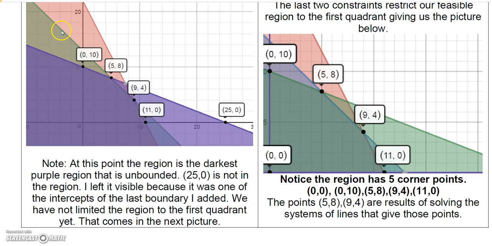And now if you shade everything below this line and everything below this line and everything below this line, then your boundary region is going to look like this. You're going to be bounded here by that line, and then it's going to change boundary to this line from here to here, and then it's going to change boundaries to this line right here at this point. And you can see that we shade everything below that, so that dark purple region that's shaded below that would be the region. But we're still not done.